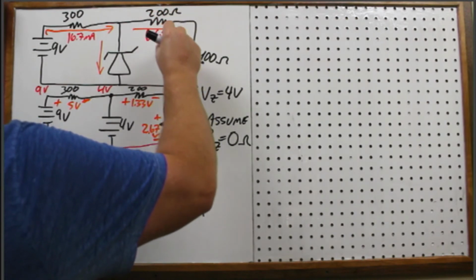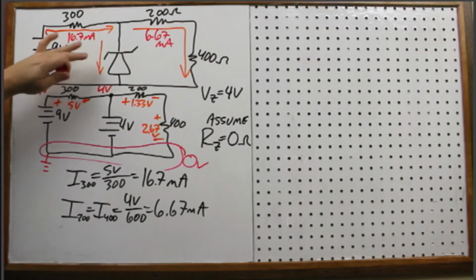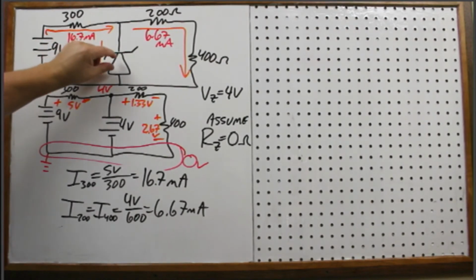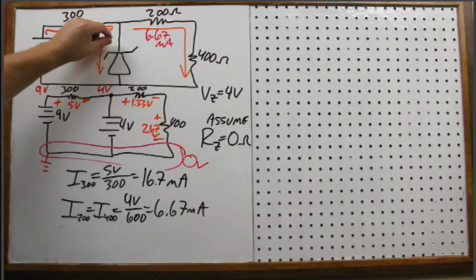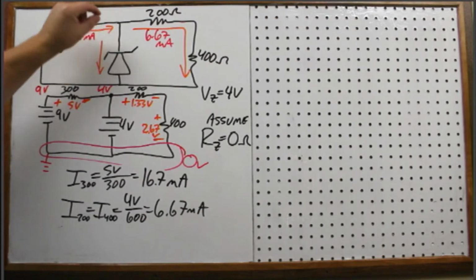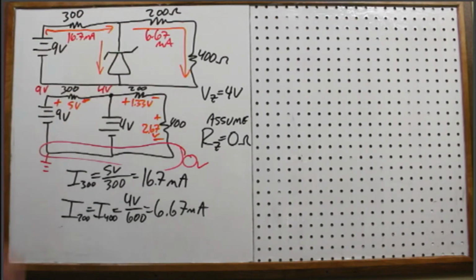6.67 milliamps, that's really the only way you could find this. Otherwise, if you knew what that internal resistance was and you found what little voltage drop it had, then you could accurately calculate what that current would be.